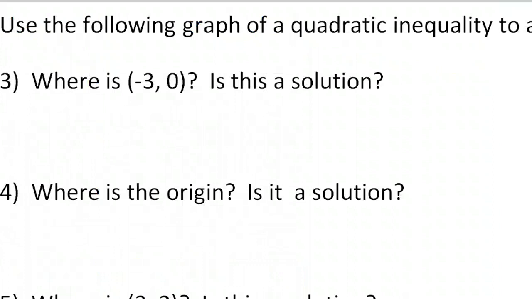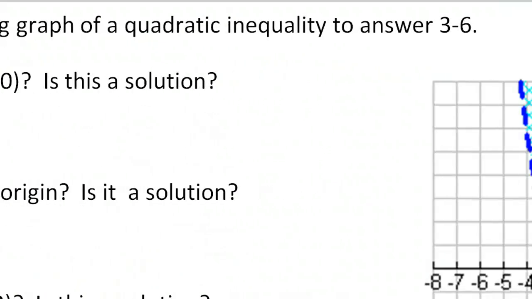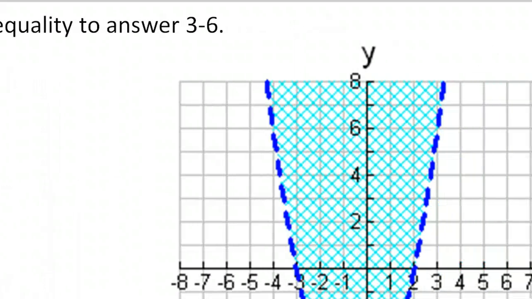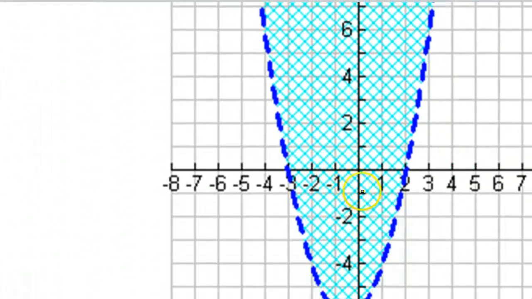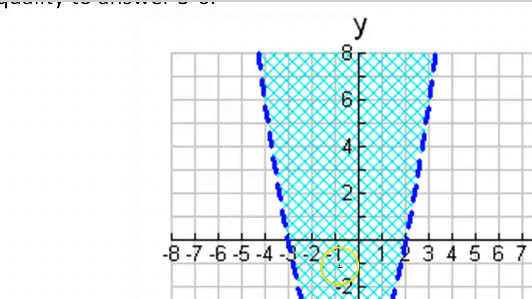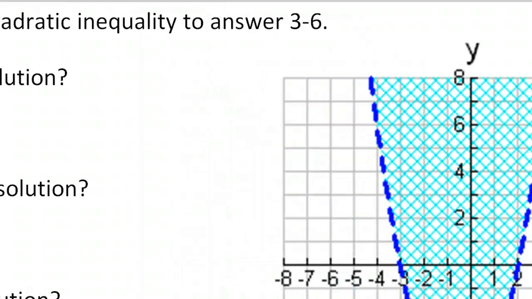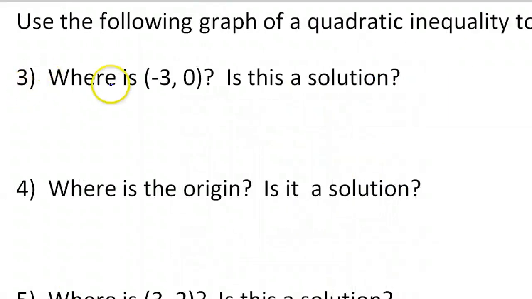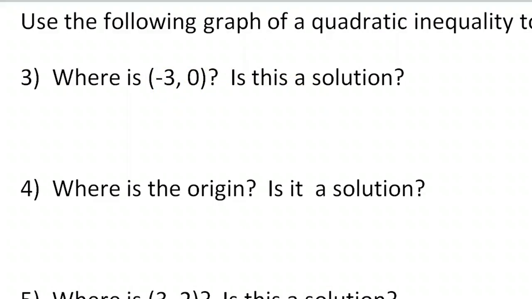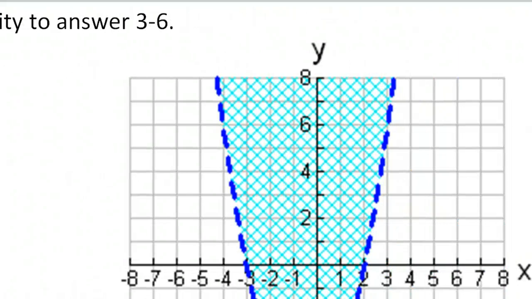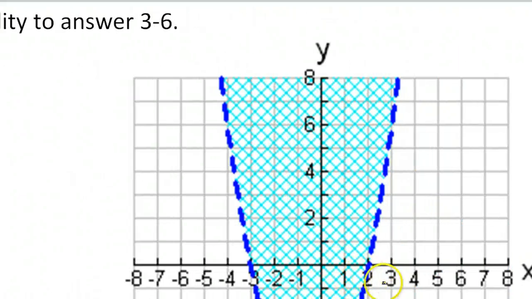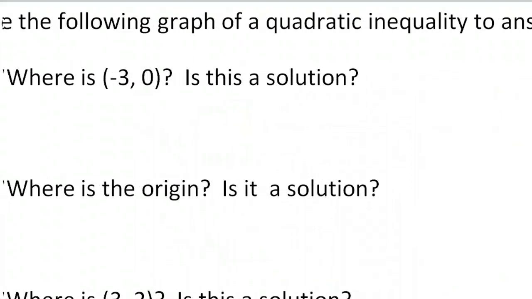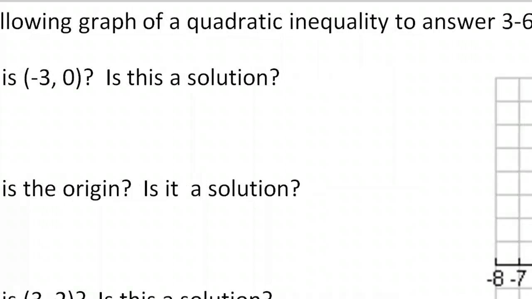For number 3, we're supposed to use the following graph of a quadratic inequality to answer these questions. So we've got this graph right here. Let's see what's going on here. Number 3 is asking, where is negative 3 comma 0? Is this a solution? Well, let's see. The where is basically, is it inside, outside, or on the parabola? Negative 3 comma 0.